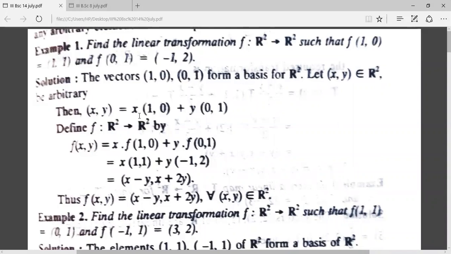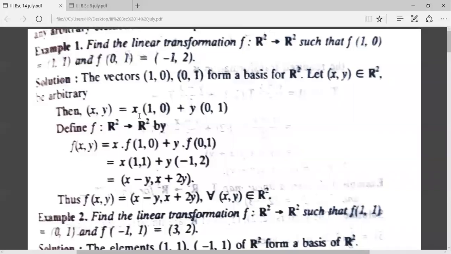Because if you operate f on x comma y, you will get x into f of 1 0 plus y into f of 0 1. This is by the definition of linear transformation. So because it is linear, you have used t of alpha plus beta is t of alpha plus t of beta, and t of c alpha is c into t of alpha. So using that definition, you can write x into f of 1 0 plus y into f of 0 1.